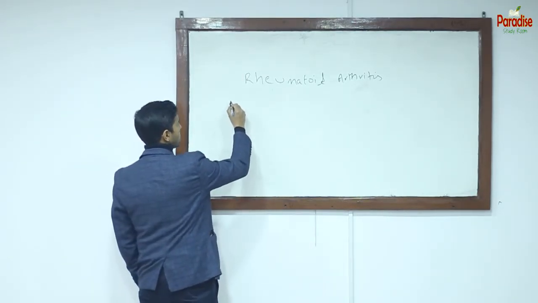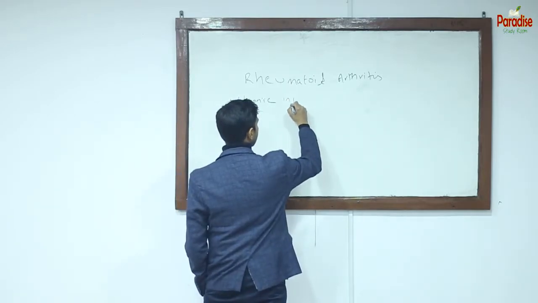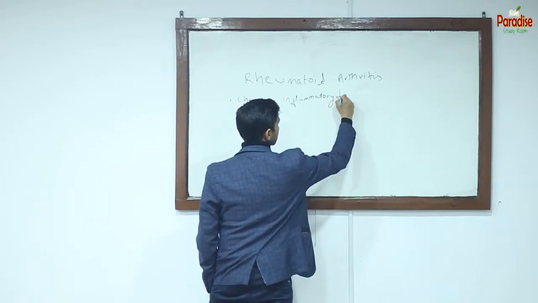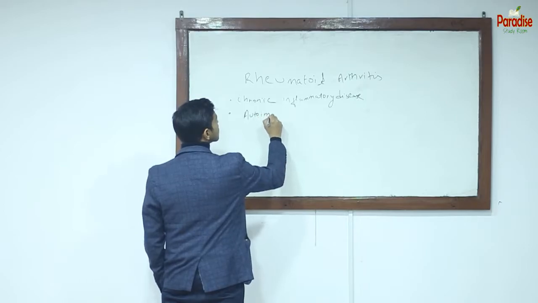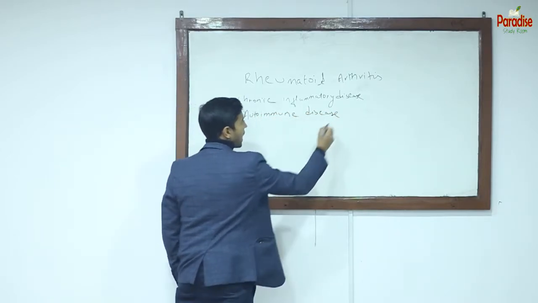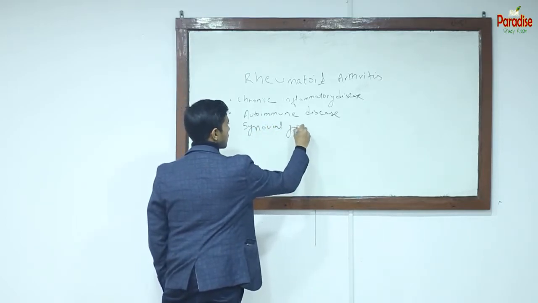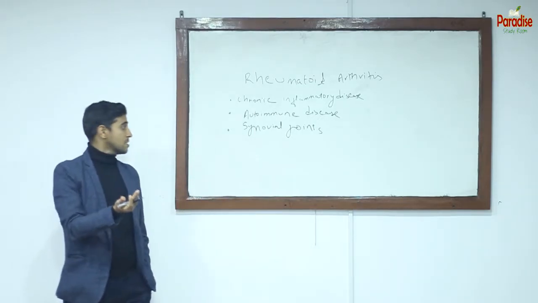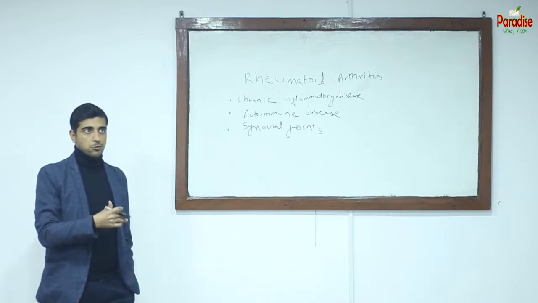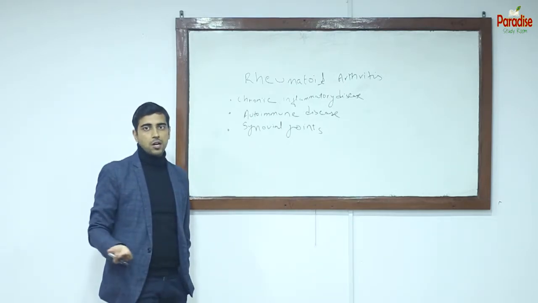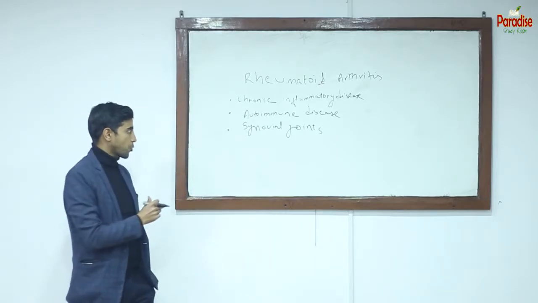As we all know, rheumatoid arthritis is a chronic inflammatory disease of the joints, and it is an autoimmune disease. It mainly affects the synovial joints. Why I said mainly is because it can affect other parts of the body as well. For example, it can affect the eyes, the lungs, and the heart. These are known as the extraarticular features of rheumatoid arthritis that we'll be talking about in a few minutes. Primarily, it involves the synovial joints.